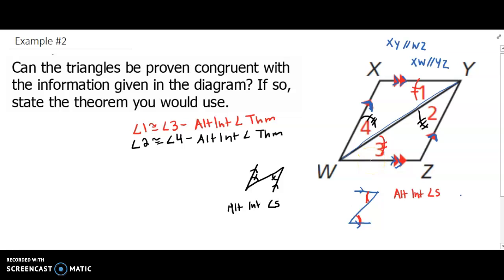Well, now I have two angles. I need a side. Another angle won't help. I need any of the sides. So if I look at this, what I see is that this diagonal here is a side of both this bottom and this top triangle. So I could say that WY is congruent to WY by the reflexive property. And so then I have two angles and a side, so all I need to do is look to see if this side is between the two angles or not, and it is between the two angles, so I could use the angle side angle theorem.